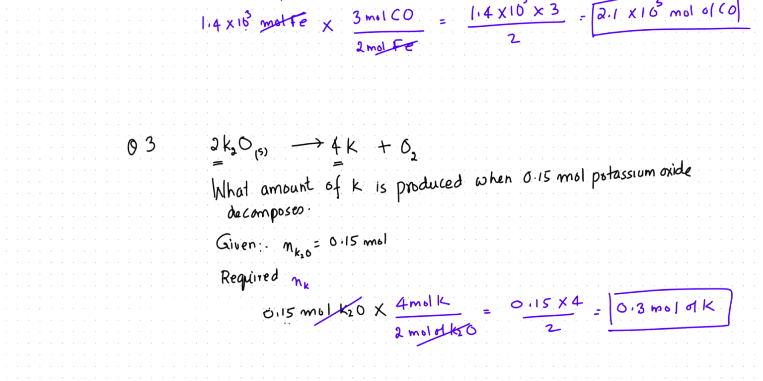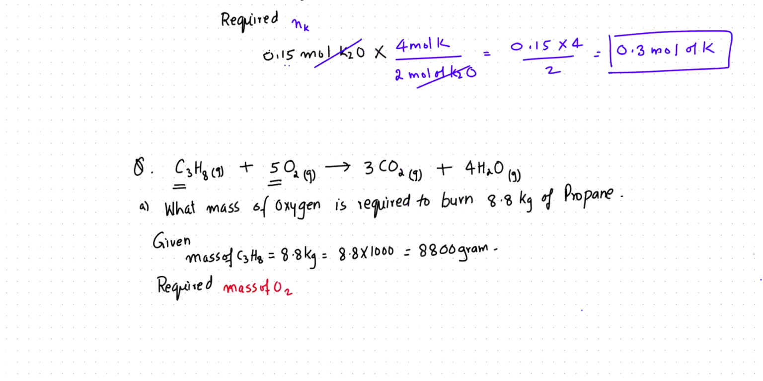Okay. Next question. Propane C3H8 gas on combustion gives 3 moles of carbon dioxide and 4 moles of water. So this is a balanced equation: 3 carbon, 8 hydrogens, and 5 times 2, 10 oxygens. So 3 times 2, 6, plus 4, 10 oxygen. So first we have to check the equation should be balanced.